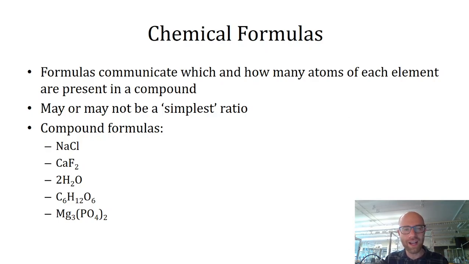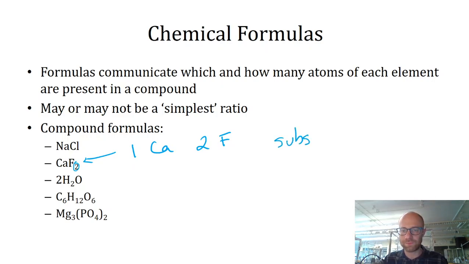For a compound, like I said, it may or may not be in the simplest ratio, but since we have more than one element, we're going to see a combination of capital and lowercase letters. So this being two compounds, sodium chloride, sodium and chlorine. This one here is one calcium atom and two fluorine atoms. That's what comes together into that formula. That's what this 2 means.